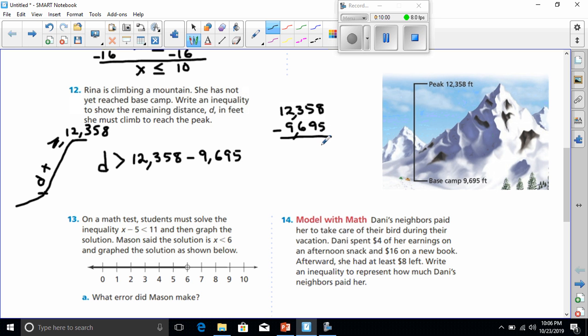And let's see, we got 8 minus 5 is 3. We'll have to borrow one there and there. So let's take this out and turn it into 11. This gets turned into 12. And that's 15. 15 minus 9 is 6. And 12 minus 6 is 6. And 11 minus 9 is 2. So that means the distance is greater than 2,663, what was our unit of measure? Feet.